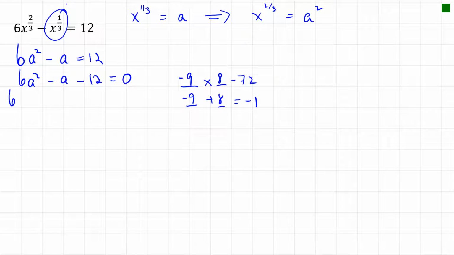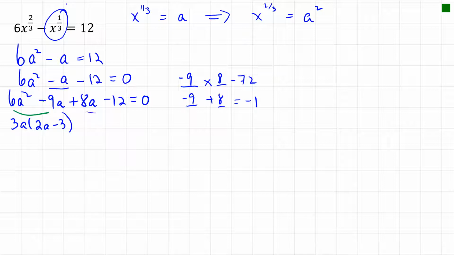So I have 6a squared. I'm going to replace this negative 1a with negative 9a plus 8a minus 12 equals 0. Now, common factoring the first, I'm going to pull out a 3a, which leaves me with 2a minus 3. And in the second two terms, I'm going to pull out a 4, which also leaves me with 2a minus 3. That's promising that these two are the same because I can, again, common factor.